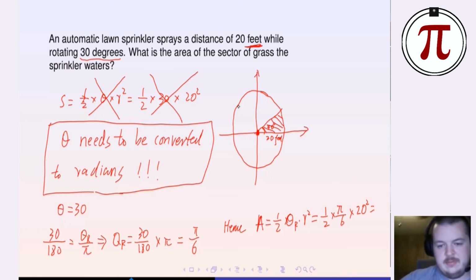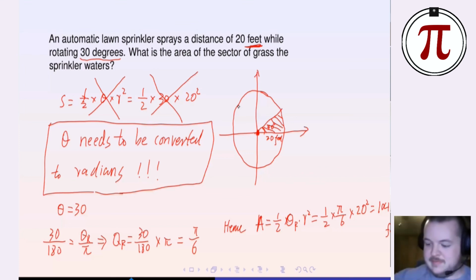Calculator. Anybody got this one, please? 104.7198 square feet. 104 point what? 7198 square feet. Okay, square feet. Does that make sense? Anybody got this value, please? Good? Yep. Okay, very good.